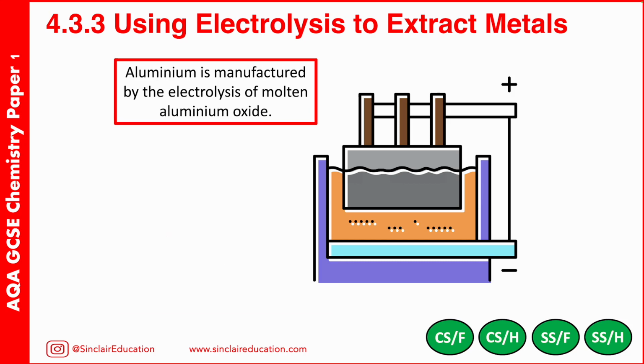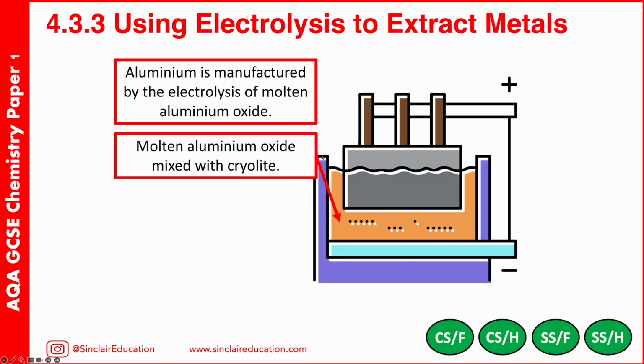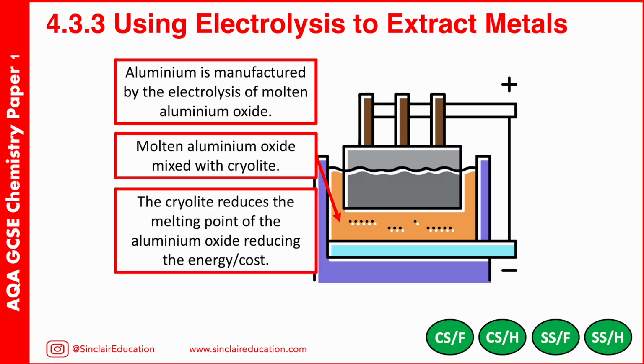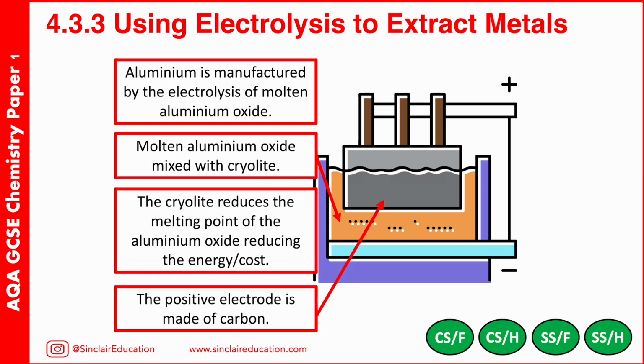Now, aluminium is the big one that we extract through electrolysis. With this, we first of all have molten aluminium oxide that we mix with a chemical known as cryolite. Now, cryolite turns this into a mixture and lowers the melting point of the aluminium oxide, I should say. The benefit of this is we've got a lower melting point, and therefore not as much energy is needed to melt this ore. So this cryolite has reduced the melting point, therefore reduces the energy or cost of this process. The other thing to be aware of is that the electrode here is made up of carbon.